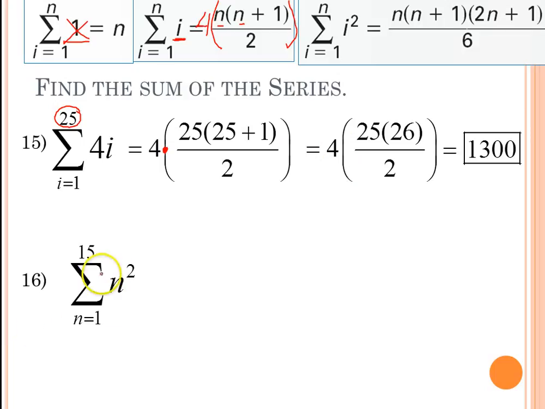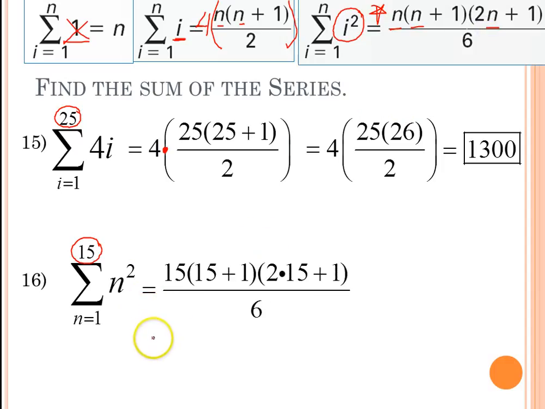Now, the next one, hopefully you recognize. Pretty easy. I got an n squared, and I don't have anything extra outside of that n squared, so I'm literally just plugging it in. I don't have anything like this extra 4 to do. So, what's my upper? 15. So I'm taking my 15 and plugging it into my n's. So 15 times 15 plus 1 times 2 times 15 plus 1 divided by 6.